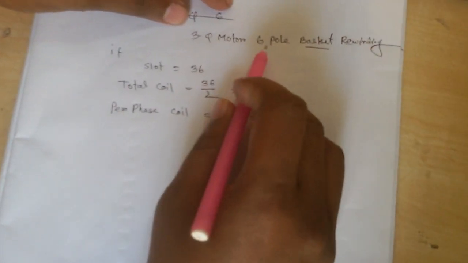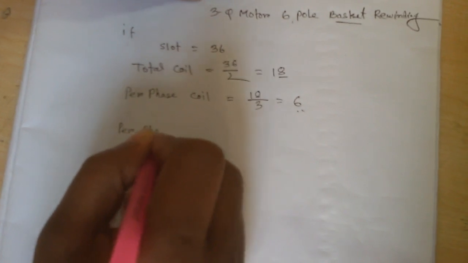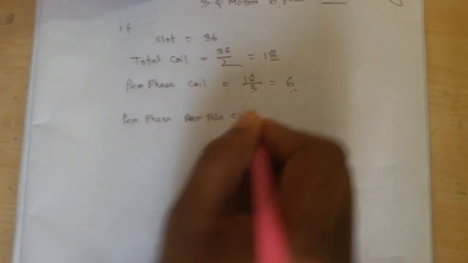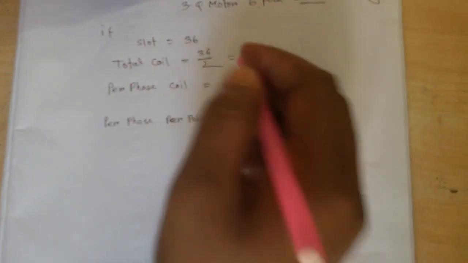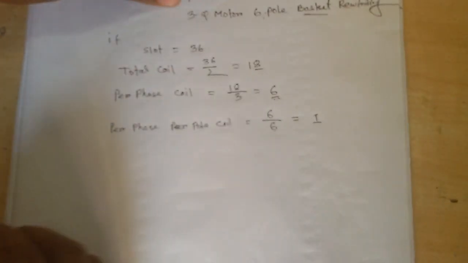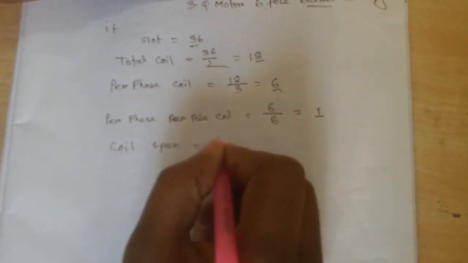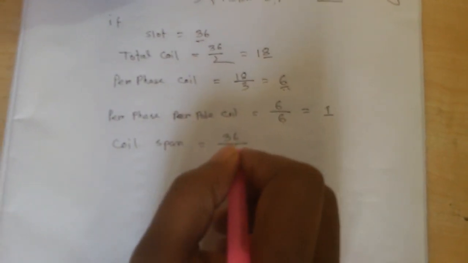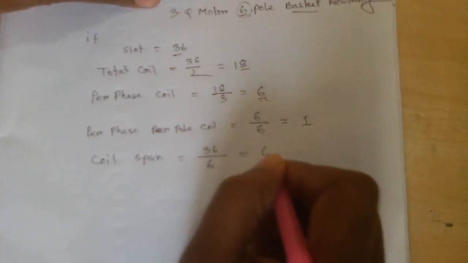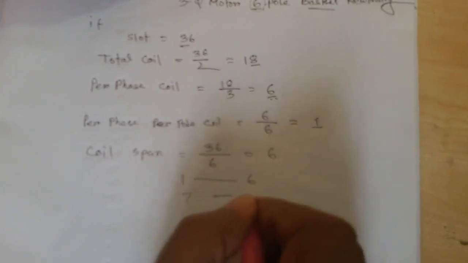This 6 coil makes 6 coil. So per phase, per pole coil equals 6 by 6, 6 coil and 6 is pole, so 1. Then coil span equals slot divided by pole. Here is pole, 6 pole. So this coil set 1 to 6, then 7 to 12.